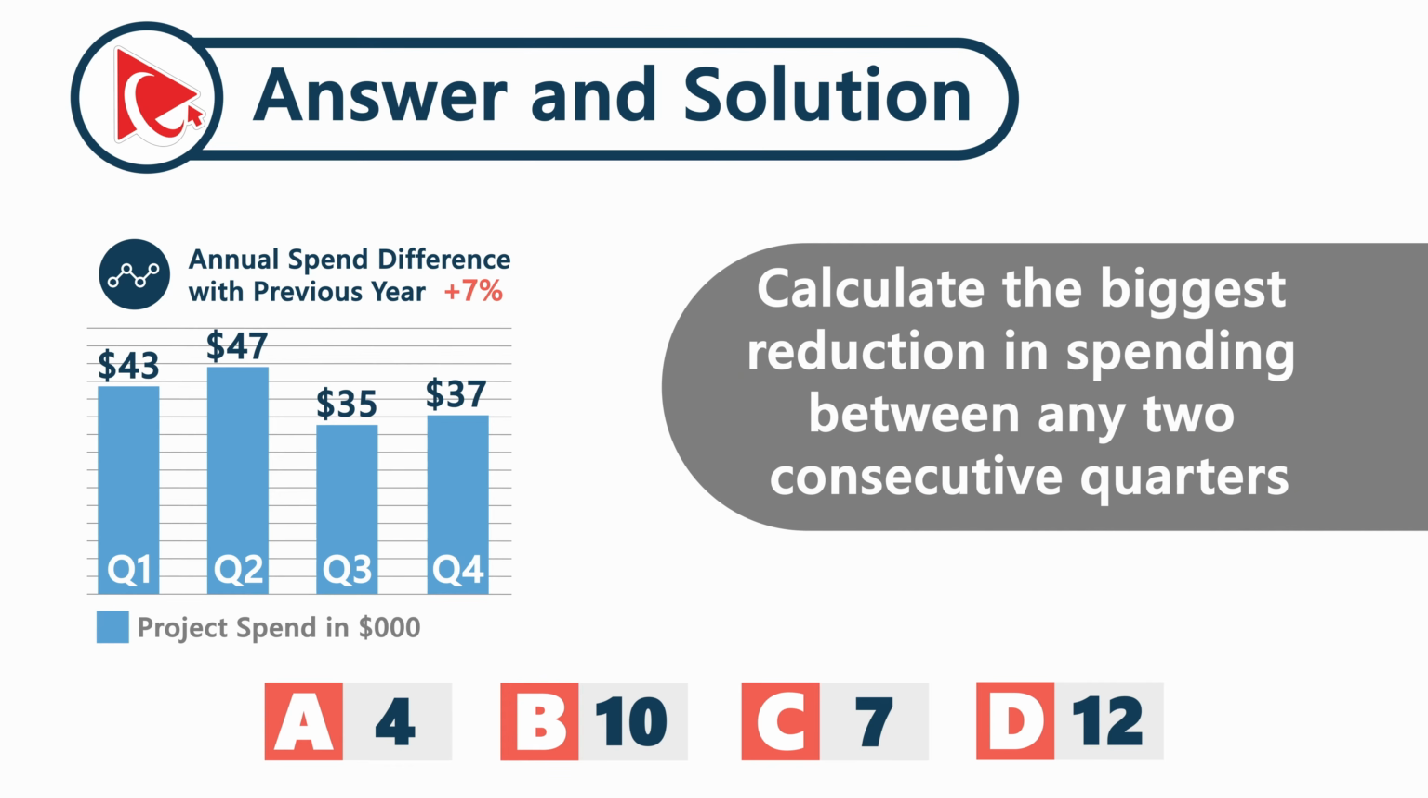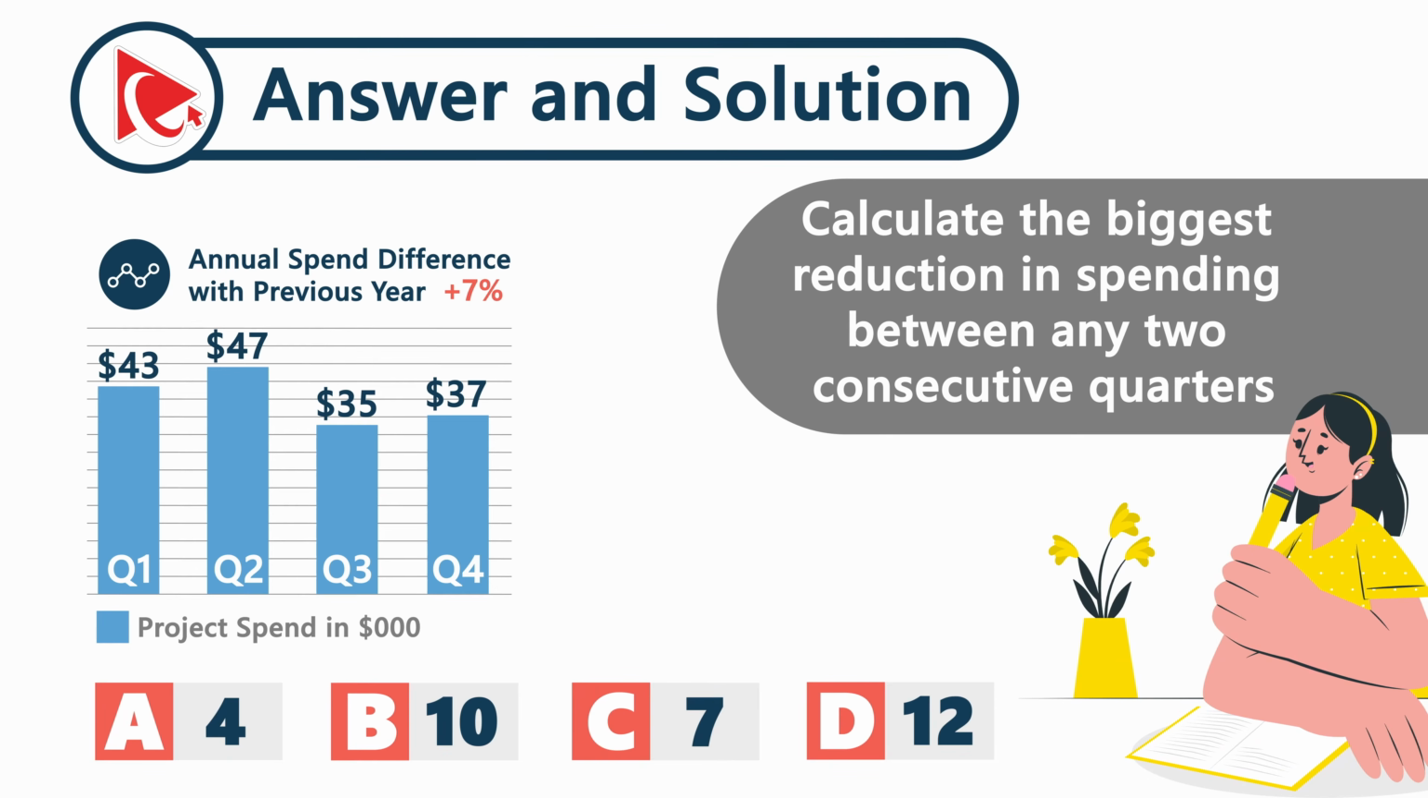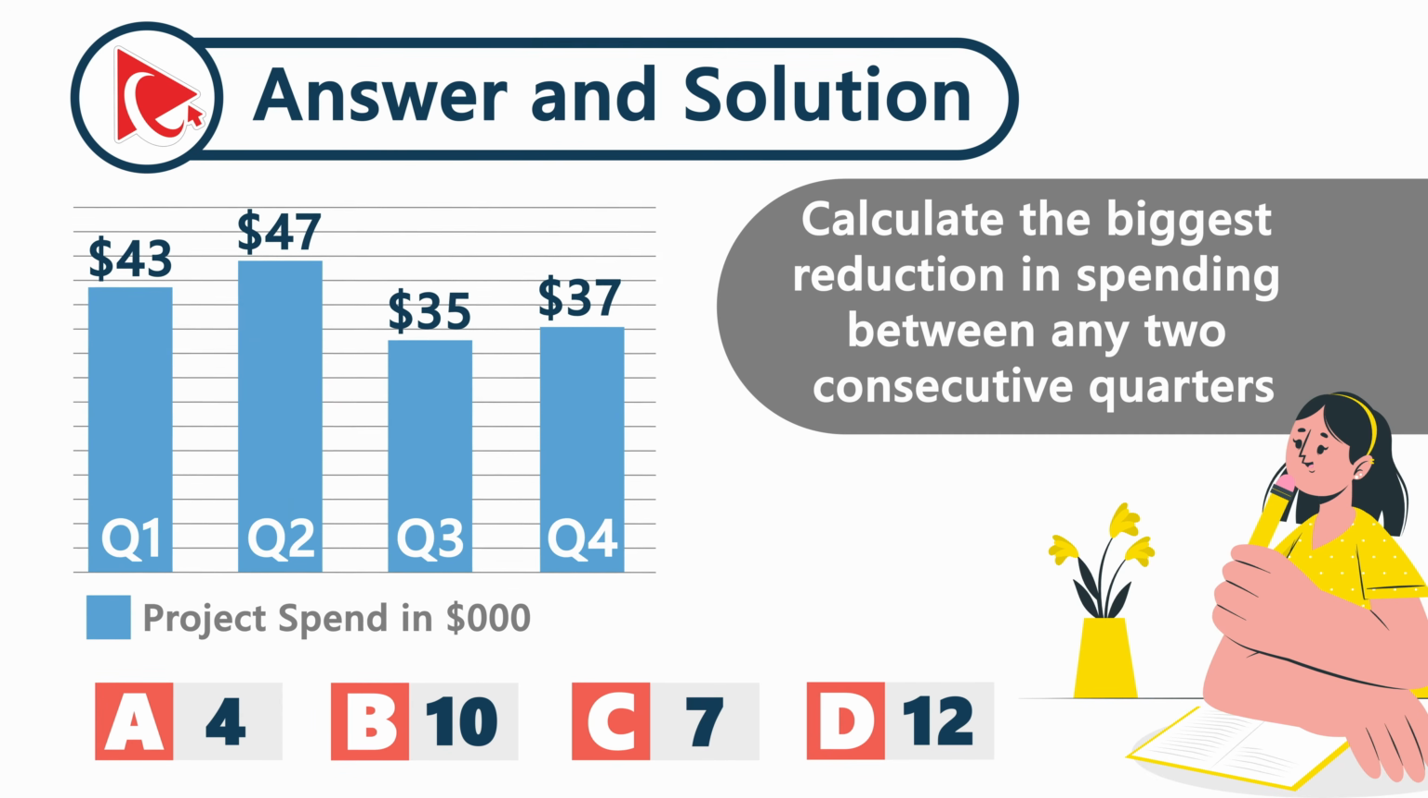What's interesting here is that on top of the chart, there is information about annual spend difference. This annual spend difference comparing to previous year is plus 7%. Well, even though this information might be valuable for somebody else, it's irrelevant here. And the only reason it's on the chart is to confuse you. I truly hope you didn't select choice C, 7.